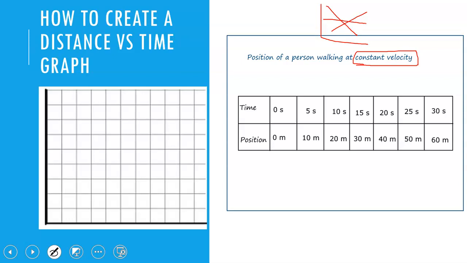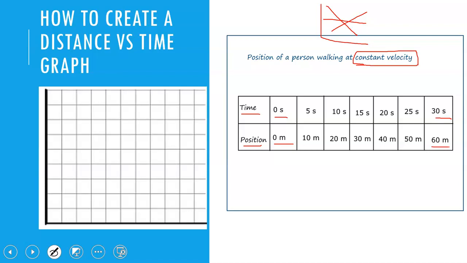All right, so we have timed the person. We have time from 0 to 30 seconds, and we have position. The person starts at 0, the origin, and goes 60 meters away from the origin. So we have time and position.